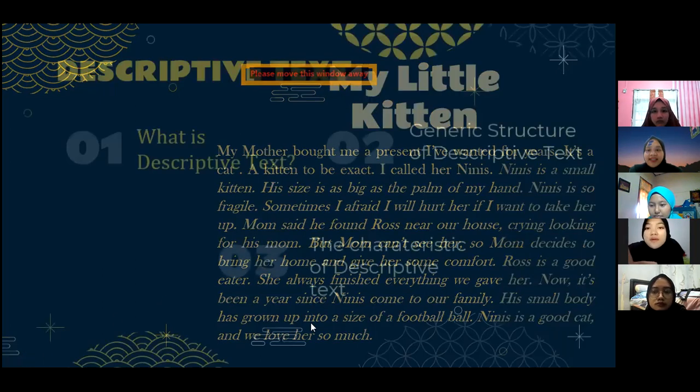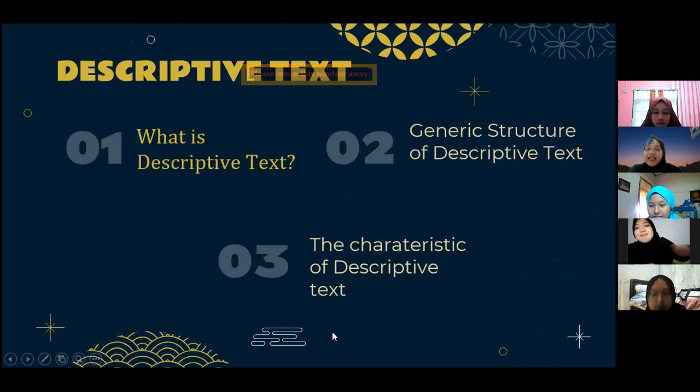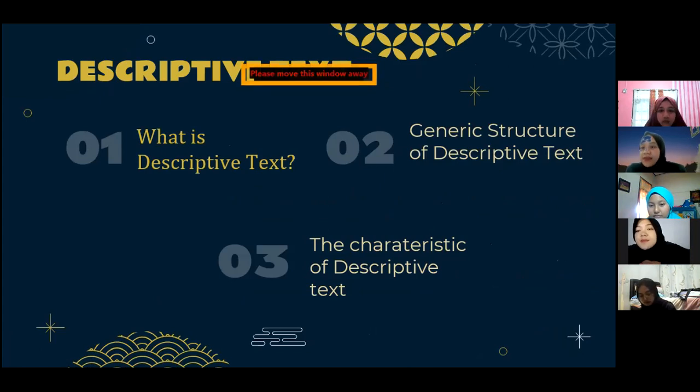Wow, I'm so excited. Today's lesson has three contents that we will study. The first is what is descriptive text. The second is the generic structure of descriptive text, and the third is the characteristics of descriptive text. So the first, what is descriptive text?